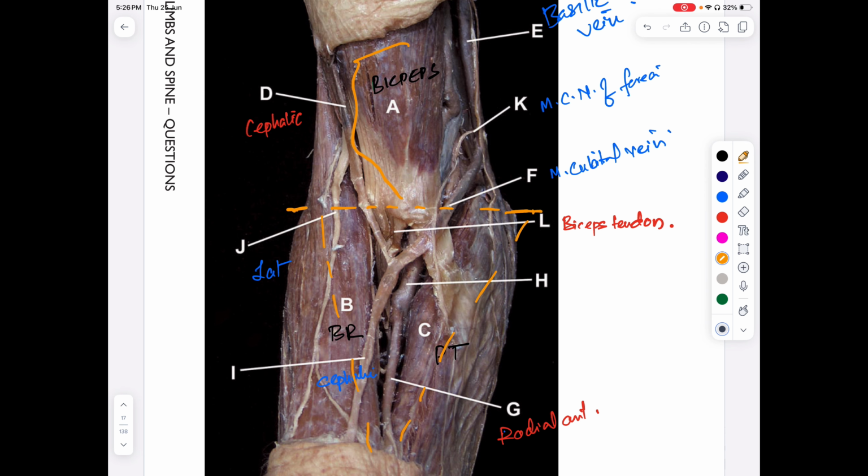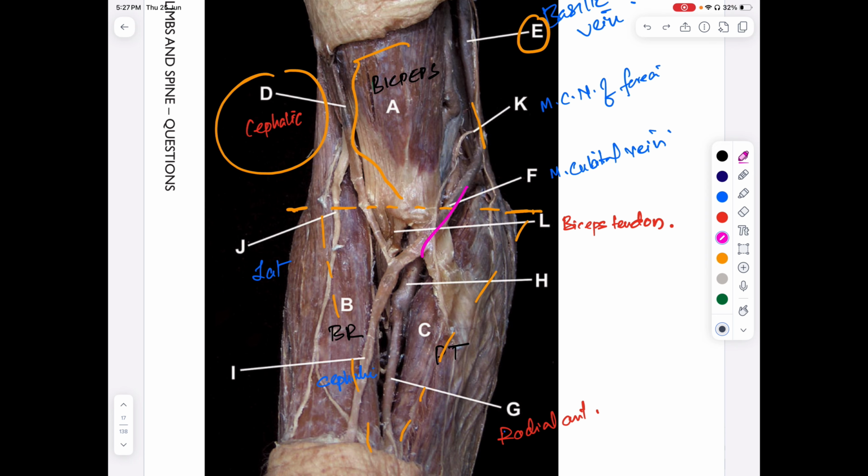Then D is the cephalic vein. This is the cephalic vein, and F is the medial cubital vein. E is the basilic vein on the medial side. This is the cephalic vein, this is the basilic vein, and this vein is the medial cubital vein. Then again I is the continuation of the cephalic vein. So this cephalic vein is doing like this. And then this is the basilic vein.